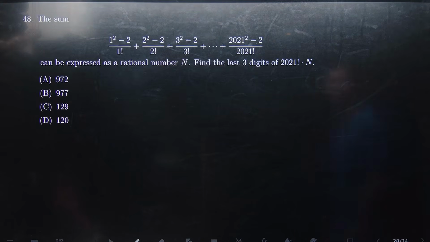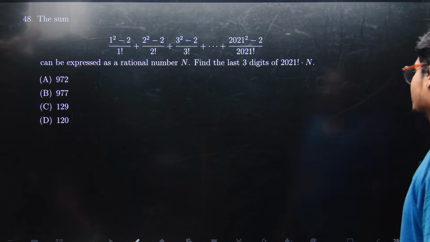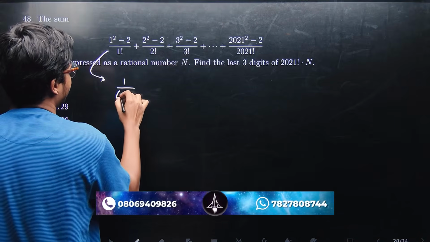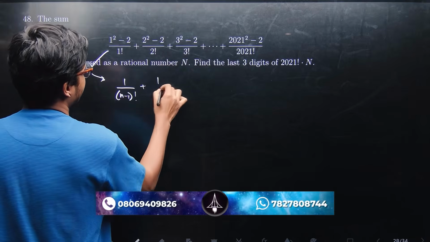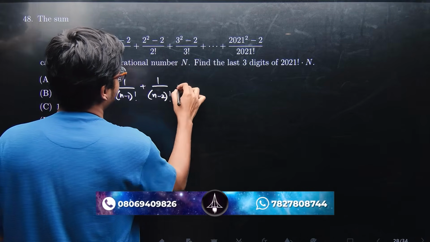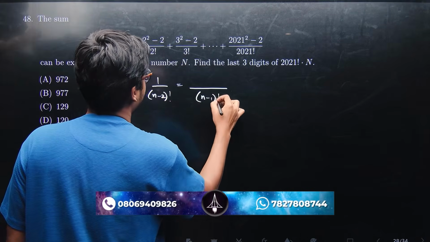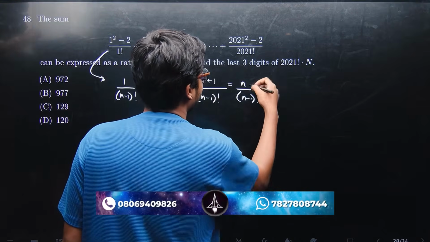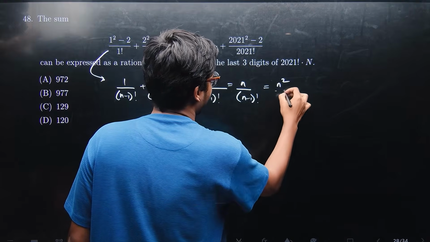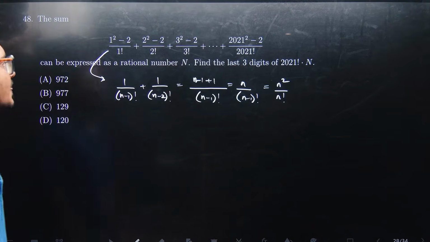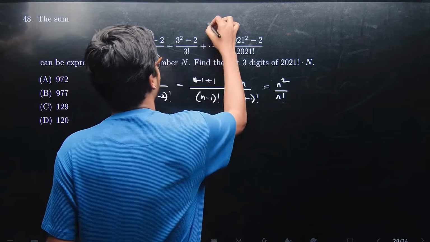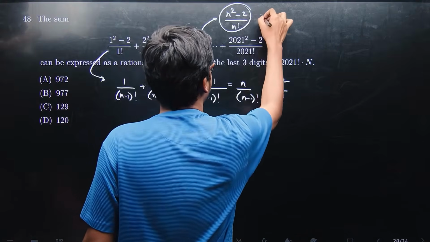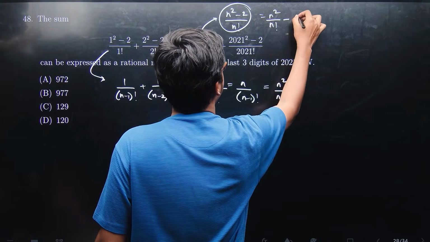So this sum can be expressed as some natural number n, then find the last three digits of 2021 factorial times n. So for this, observe one simple thing, that if I look at 1/(n-1)! + 1/(n-2)!, this simplifies to (n-1)! times (n-1+1), so that's n/(n-1)!, right, which can be written as n²/n! multiplying and dividing it by n. So every general term of this is going to look like (n² - 2)/n!, right? So this term can be split as n²/n! - 2/n!.